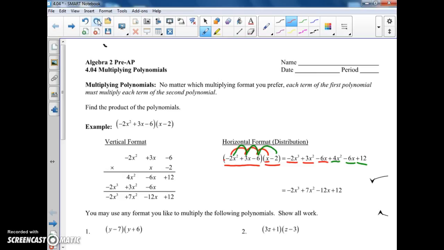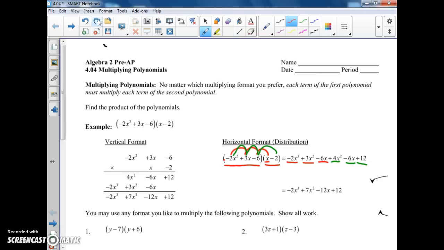Okay, now once you've got it all multiplied, what are you going to do? Yeah, combine like terms, right? So how many x cubed do you have? Negative 2 of them, right? Negative 2x cubed. Now look at the x squared. You've got 3x squared and 4x squared. So how many x squareds do you have? 7x squared.